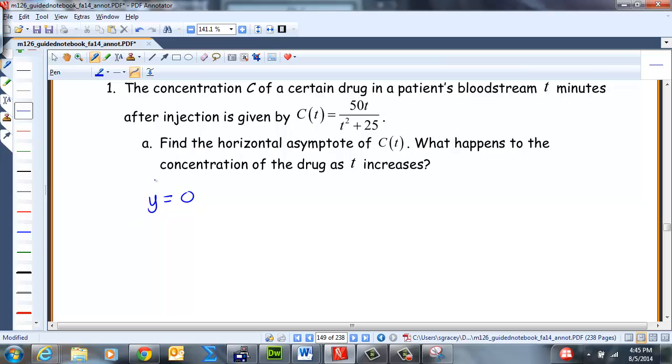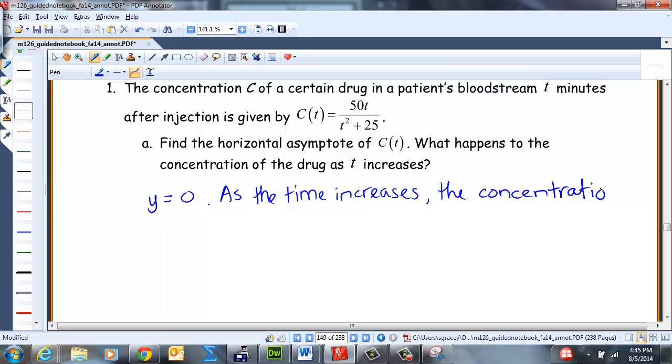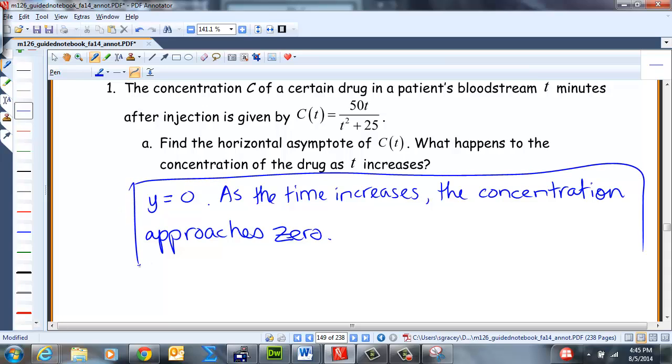So what does that mean? As the time increases, the concentration approaches 0. All right. So now let's go ahead and graph this in our graphing calculator.